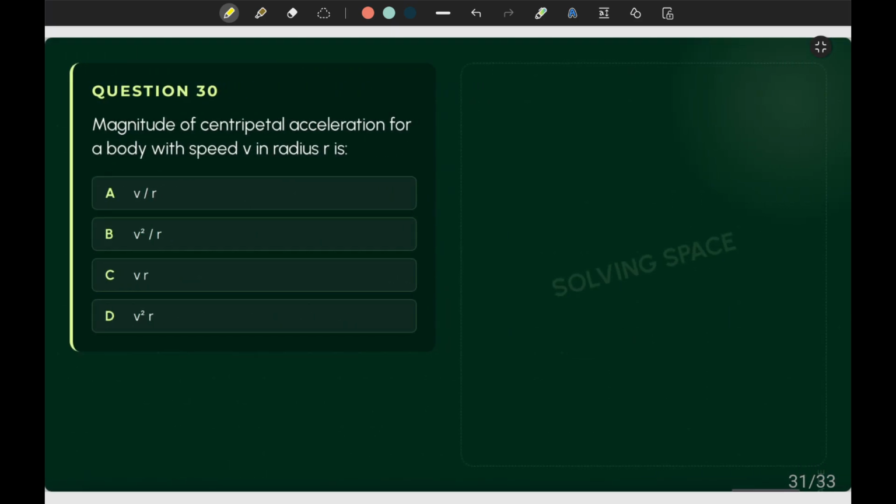Question number 30. Magnitude of centripetal acceleration for a body. So, centripetal acceleration is v square by r. Answer is B. So we have completed 30 important physics MCQ questions for entrance.